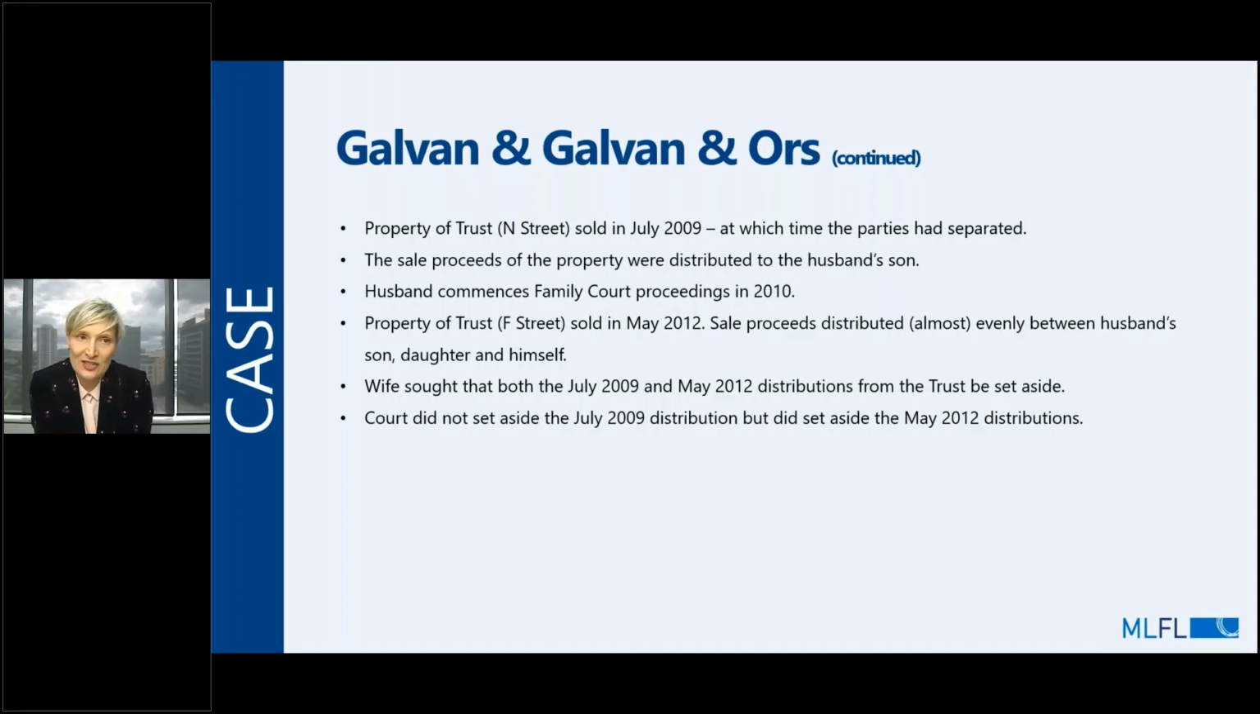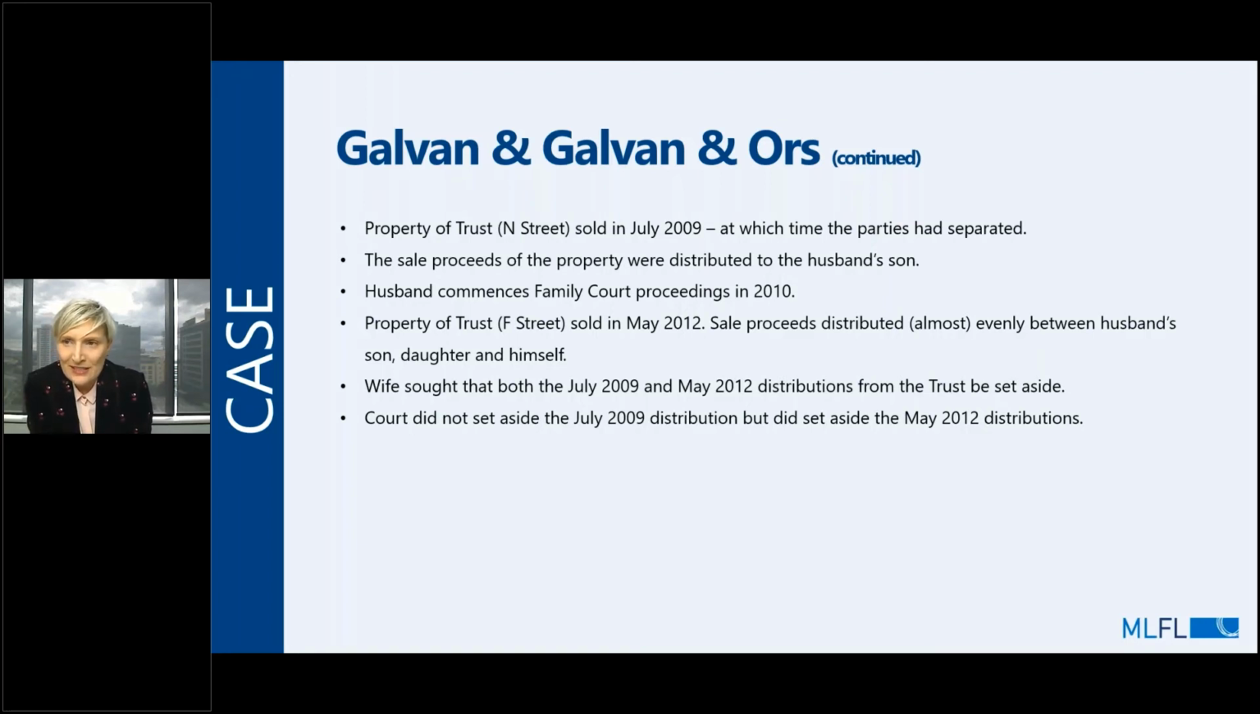So the first transaction was in relation to the N Street property, which was sold in July 2009. The parties had separated at that time, and the sale proceeds were distributed to the husband's son. The husband commenced family court proceedings in 2010, and the F Street property is then sold in May 2012. The sale proceeds are distributed almost evenly between the husband and his 2 children. The wife sought that both distributions from the trust be set aside.